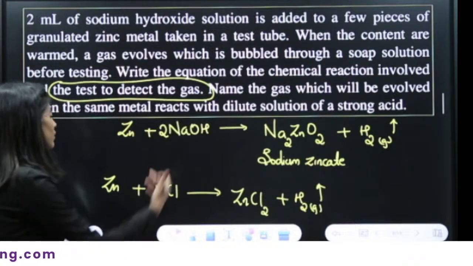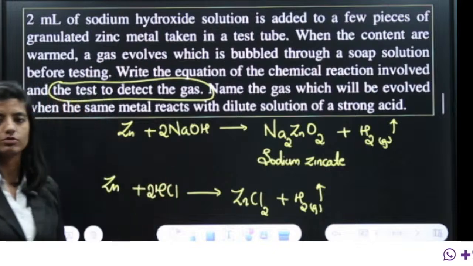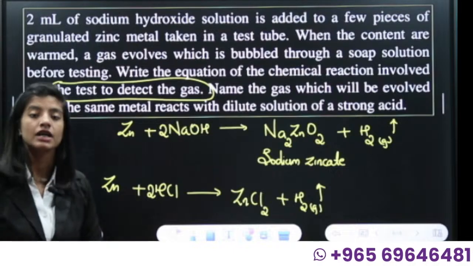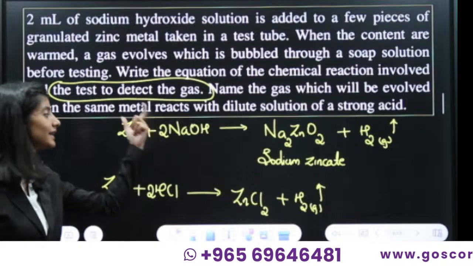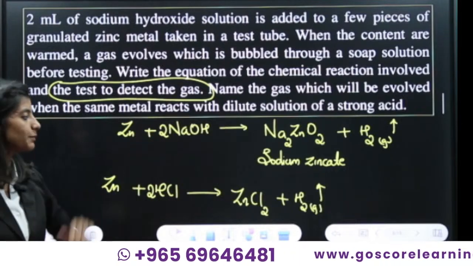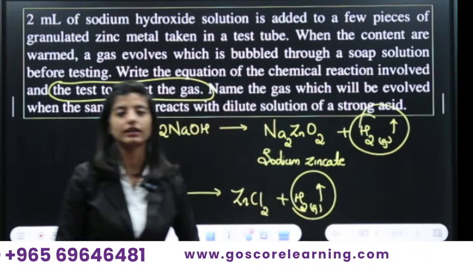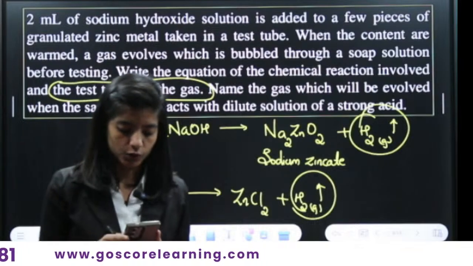Now coming to the balancing, 2 chlorine, 2 chlorine and 2 hydrogen atoms, it's well balanced. So this is the salt that we will get when zinc or any metal reacts with an acid. The product or the gas formed will be the hydrogen gas itself, none other than your hydrogen gas. Okay, cool.